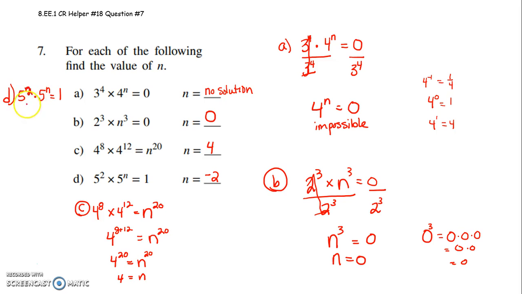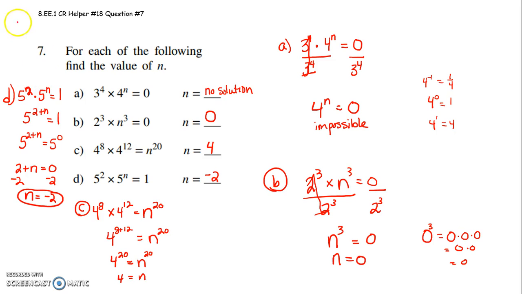But if I just follow my laws of exponents, I have 5 to the 2 plus n has to equal 1. 5 to the 2 plus n has to equal 1, which is the same as 5 to the 0 power. So that tells me 2 plus n has to equal 0. Base of 5, 2 plus n must equal 0. Subtract 2 on each side, and I get n equals -2. N has to be equal to -2.